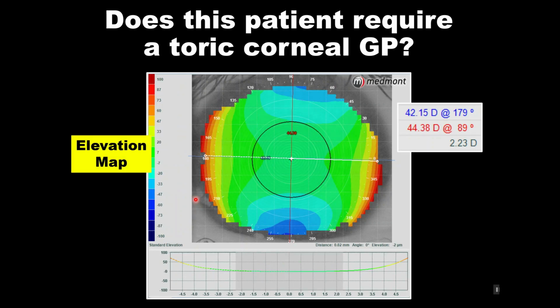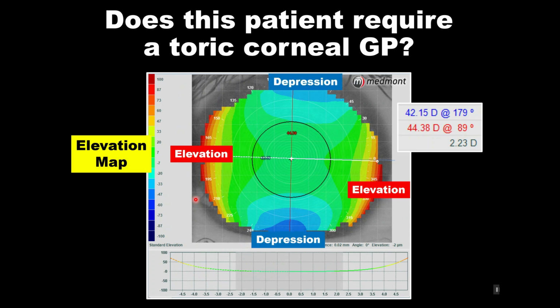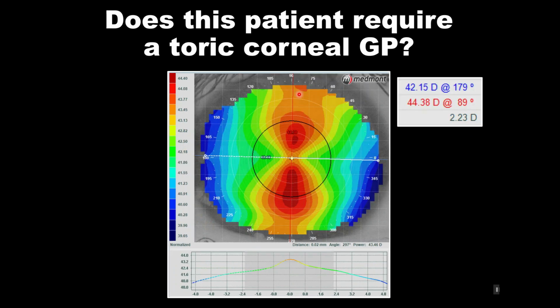We could pull up the elevation map. We see that the elevation of the eye is high here, it's low here. So it's very possible that we need a toric lens to account for the high elevation that exists across the flat meridian, the low elevation that exists across the steep meridian. Now, let's look at this cornea another way.